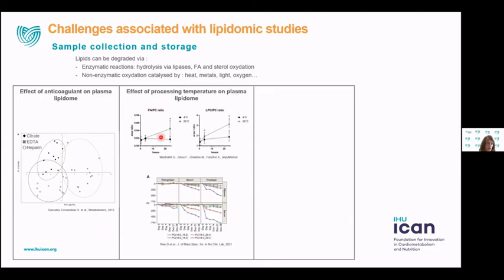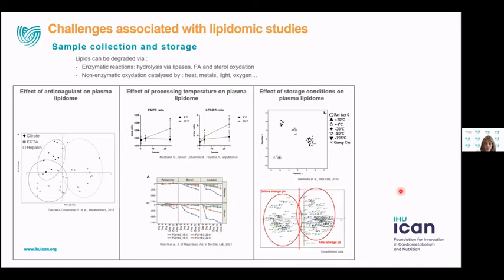We then looked at the effect of blood processing temperature on the plasma lipidome. This was done in collaboration with the ICAN biocollection platform. We looked at the effect of temperature on the degradation of lipids, and you can see that as soon as 4 hours, the samples start to degrade, even at 4 degrees. This is another study that was done on a longer term, up to 28 days, and it has shown as well that the polyunsaturated lipids are the most affected by degradation.